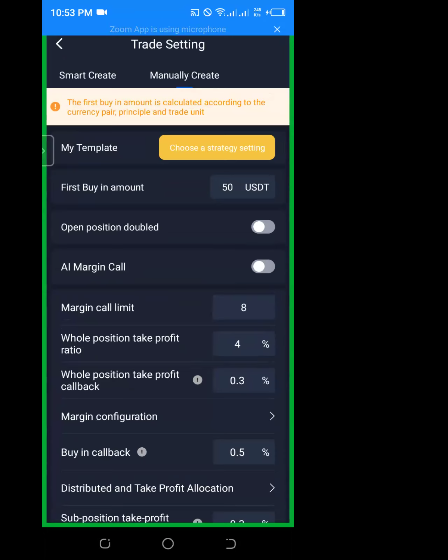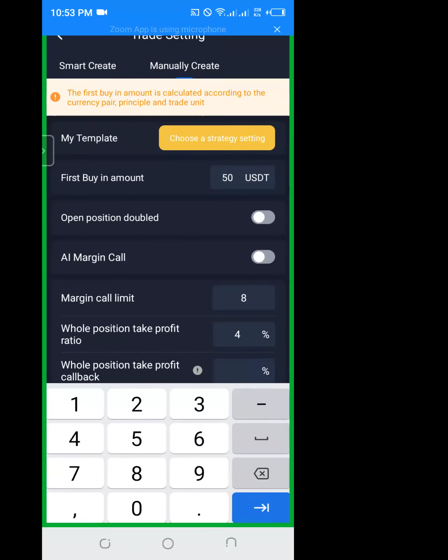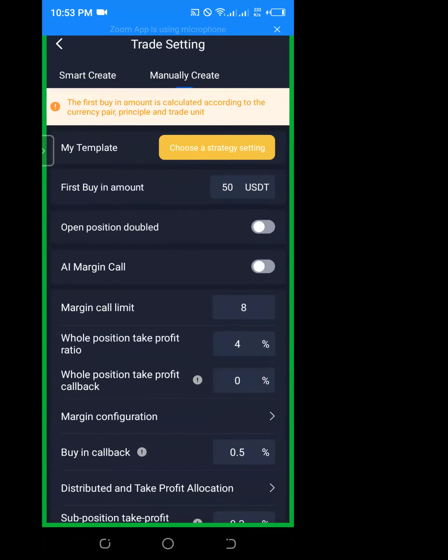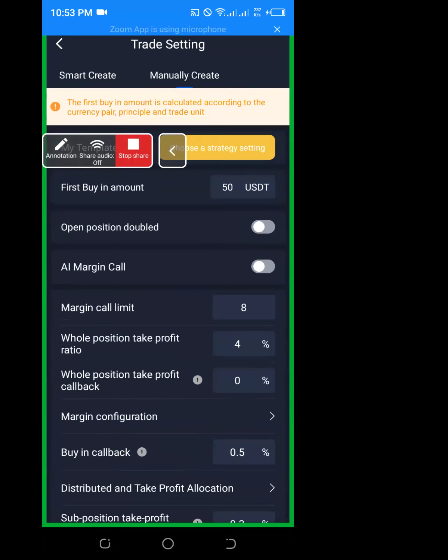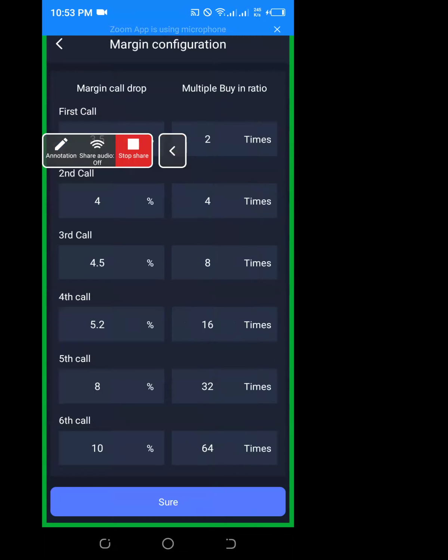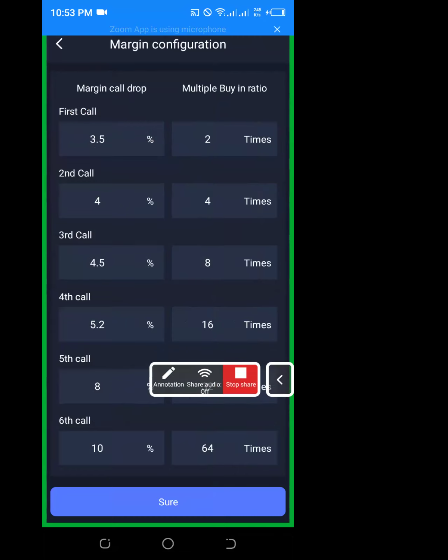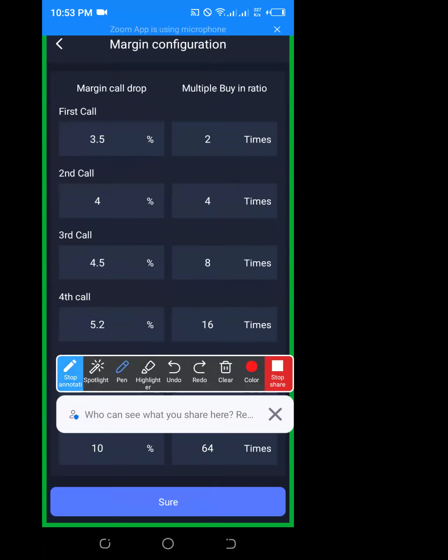Okay? Here, they take a profit call back. You can put a 0. Margin configuration. You come here. Please mute yourself. Okay. When you come here, how do you calculate the margin call drop?